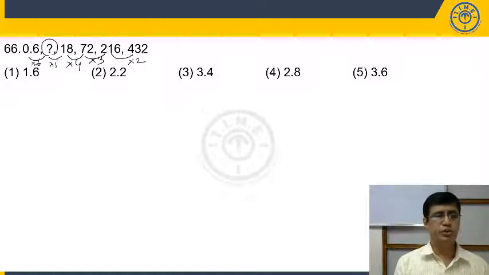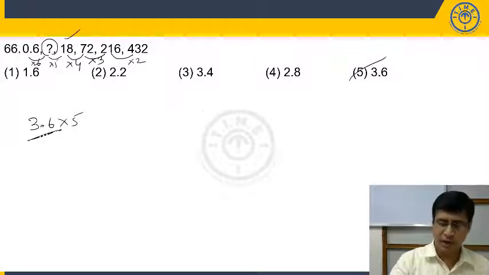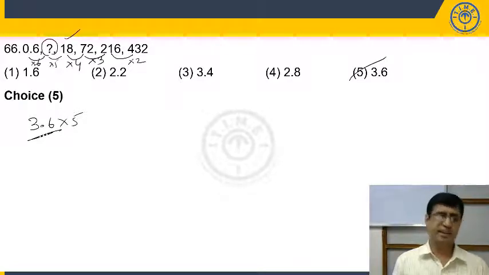So 6 into 0.6. 6 into 0.6 means it is 3.6. 3.6 into 5, so 15 plus 3, 18. So 18 into 4. So what is the discussion? Into 6, into 5, into 4, into 3, into 2 and so on. So what is the result? Here 3.6 is the answer. Right choice, option number 5. Fifth choice is the right answer. Am I clear? If you observe carefully, so what is the discussion? Into 2, into 3, into 4, into 5 and so on.